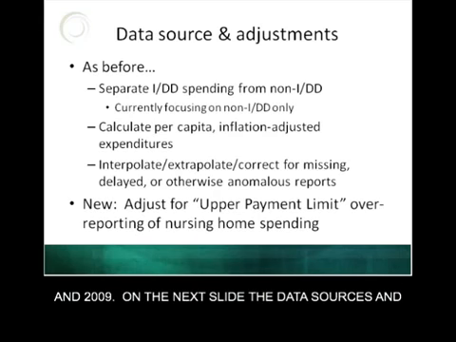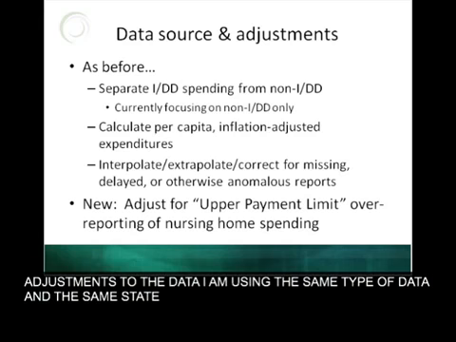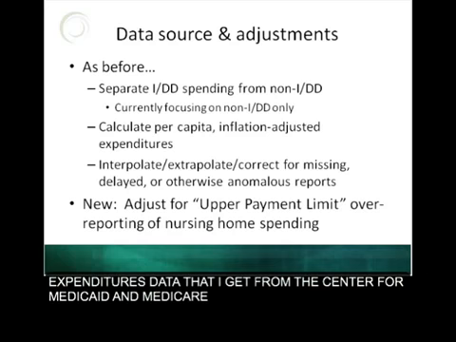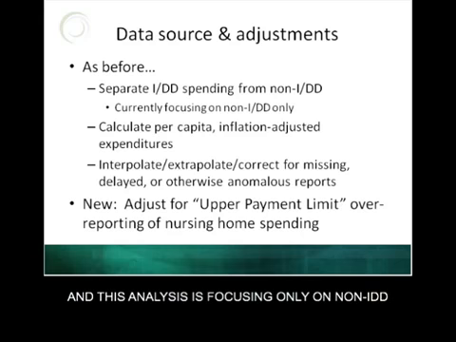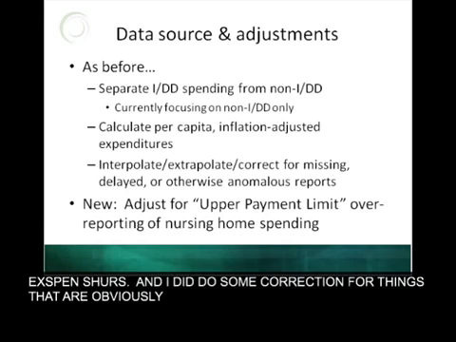So on the next slide, data sources and adjustments to the data. I'm using the same type of data, the same state expenditures data that I get basically from the Centers for Medicare and Medicaid Services, and I'm separating IDD spending from non-IDD again. This analysis that I'm showing you is focusing on only non-IDD expenditures, and once again I'm going to calculate per capita inflation-adjusted expenditures.